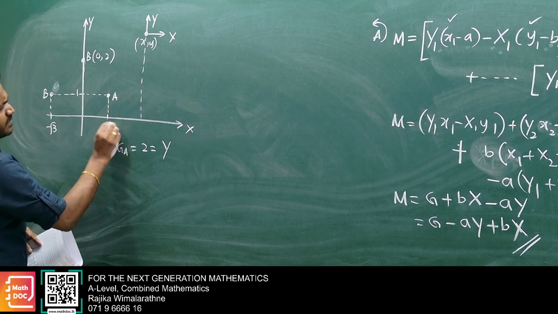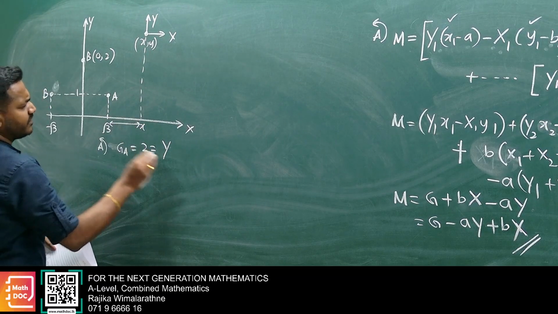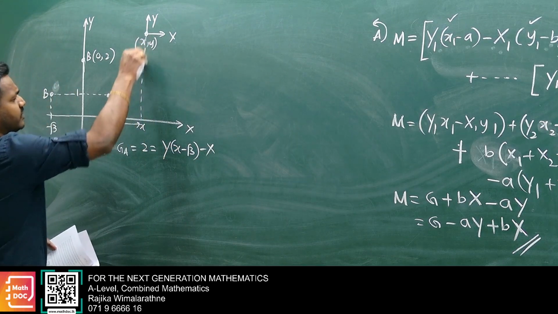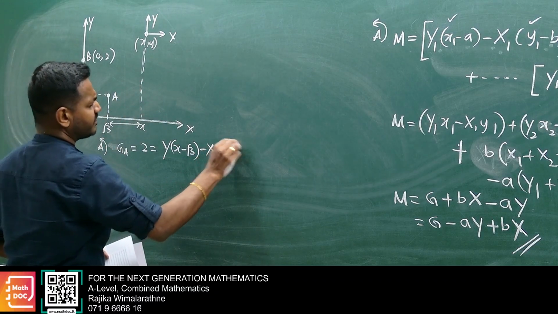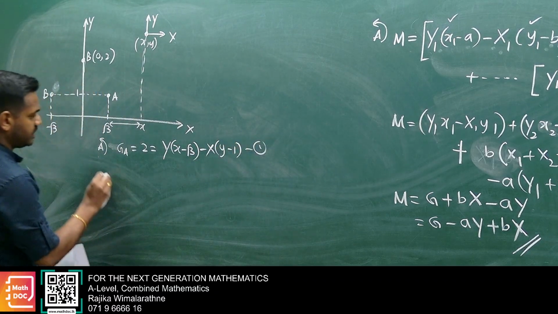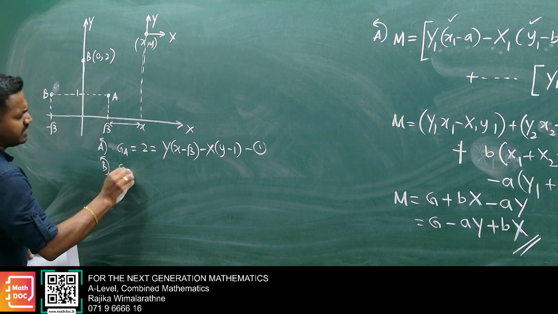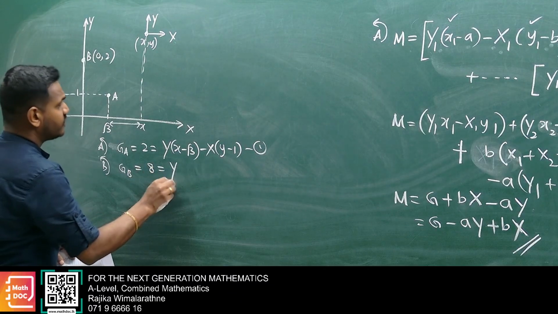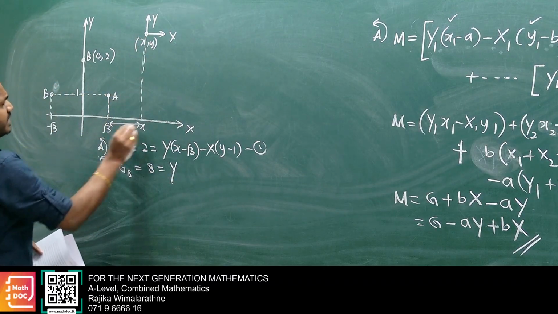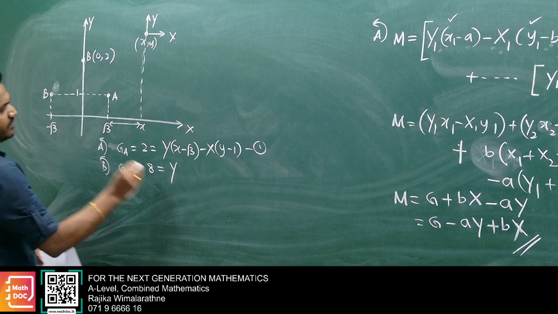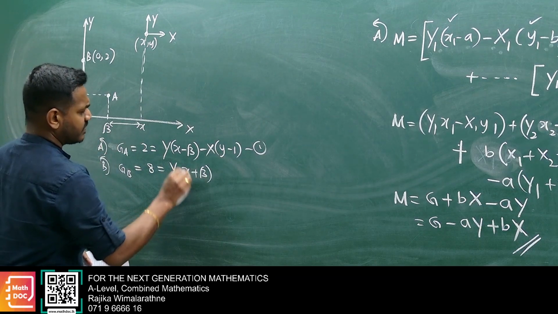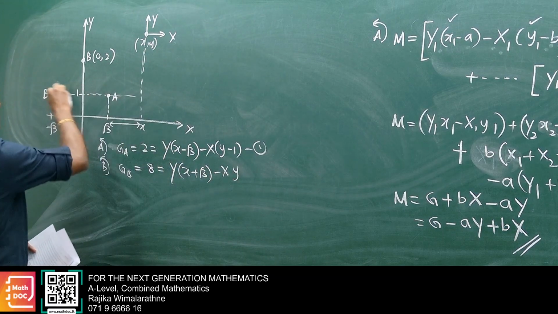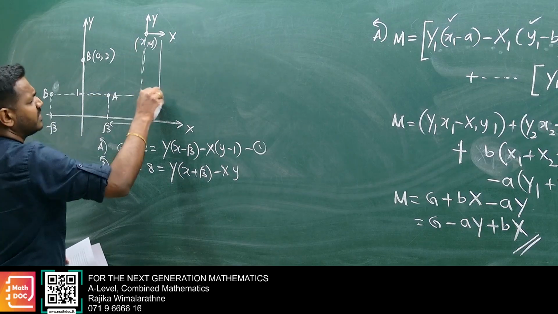Y times x minus root 3, here coordinate x now. X times y minus 1. First equation, about B moment, say GB. So that is given 8. Y times here x plus root 3. X times here y minus 1.